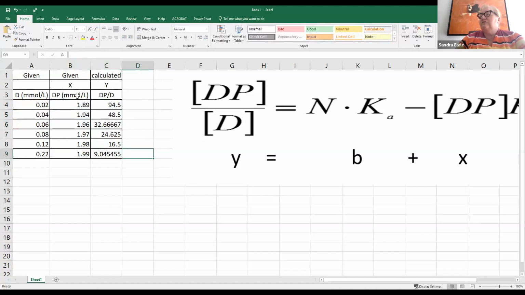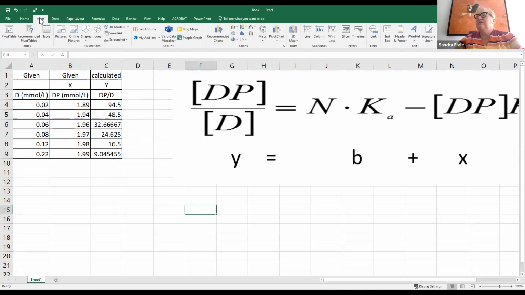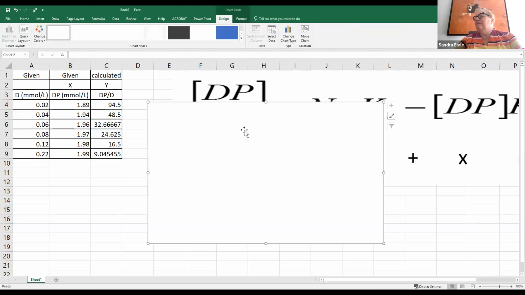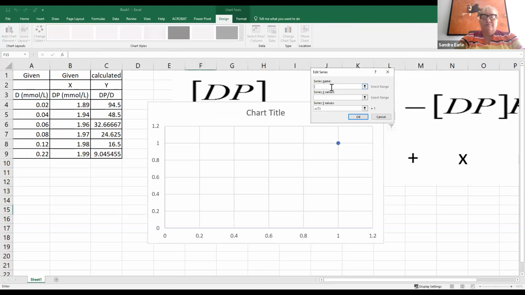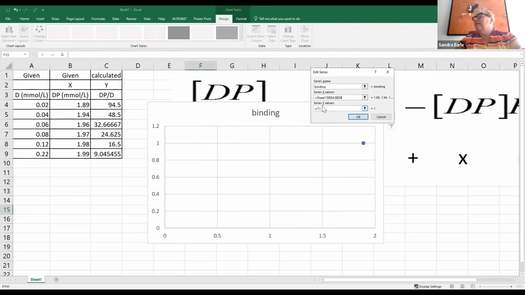So here's all our Y data. So now we have our given X data and our calculated Y data. So now we need to plot that data, don't we? So I'm going to insert a graph that's XY data, and I'm going to have it draw a line between these. And now I'm going to select my data. I'm going to add binding. I don't remember what I'm measuring here, so I'm going to just say binding for now. Okay, the X values are here, and our relative Y values are here, which we had to calculate.